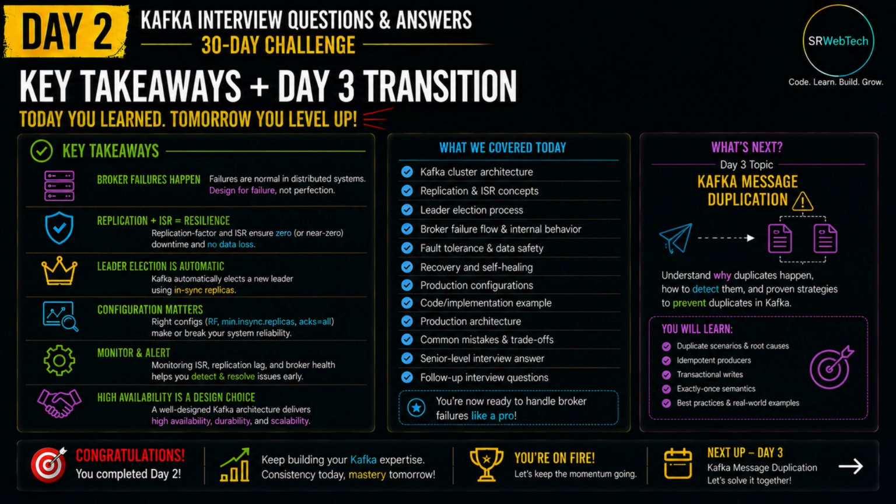Remember these key points. Broker failures are expected in distributed systems. Replication provides redundancy. ISR helps protect data during leader election, and clients recover by refreshing metadata. Now we know what happens when a broker fails. Next, we'll solve another important question. How do Kafka partitions control scalability and ordering?